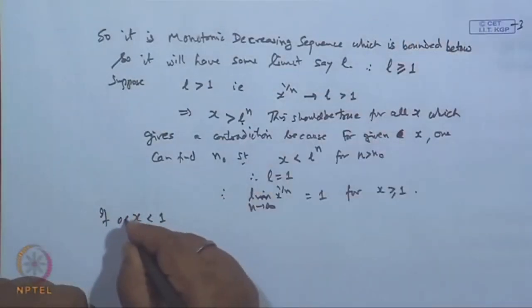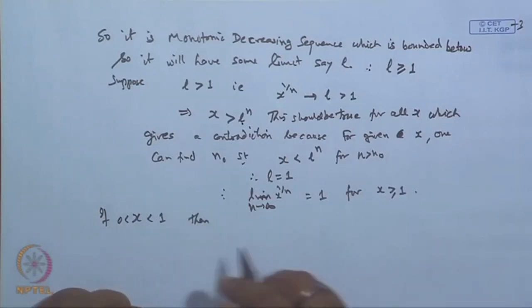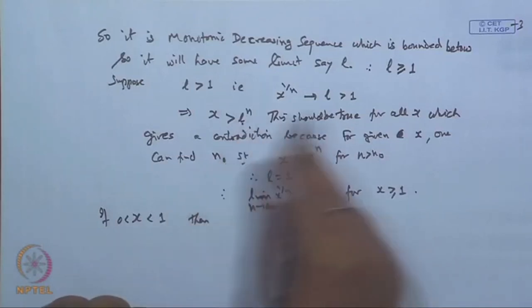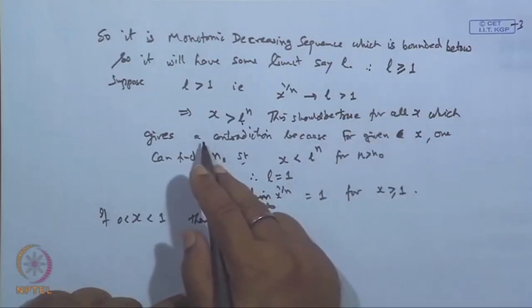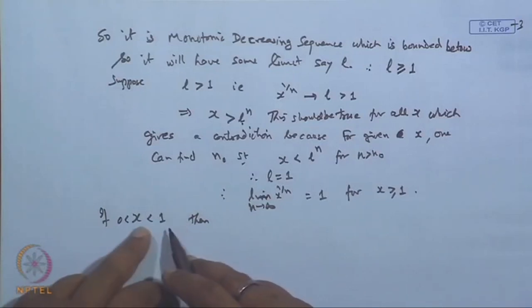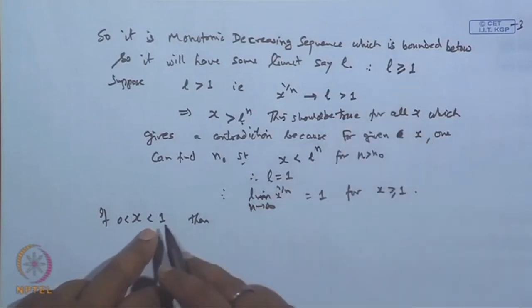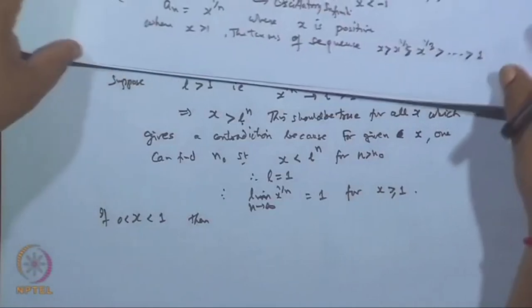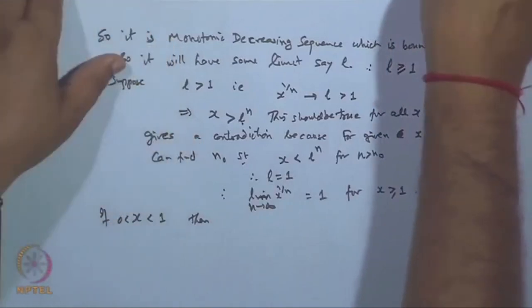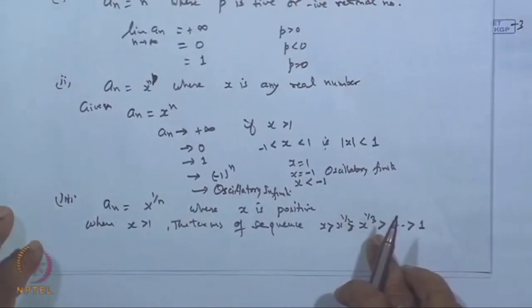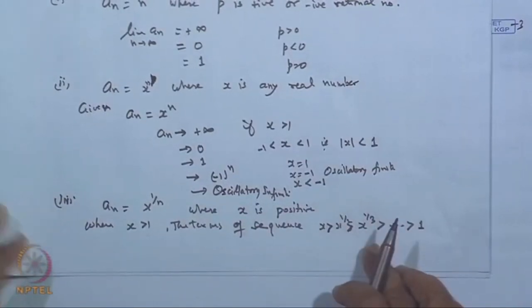So if 0 is less than x less than 1, then what happens to this? The limit L is there, is it not? So we can get a contradiction here again, because x is less than 1, and we are choosing the limit L. Because if x is less than 1, what is the behavior of this sequence? If x is less than 1, the terms of this sequence will be what? It keeps on increasing. This keeps on increasing, is it not?